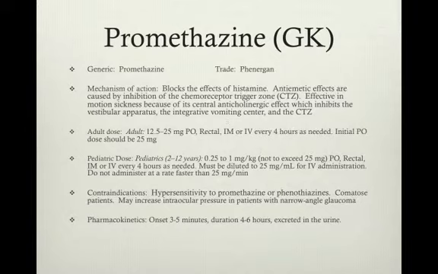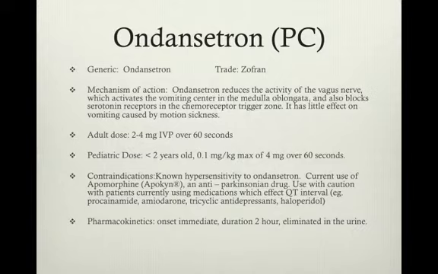And Ondansetron. Now, this is a primary care medication, and it works pretty well. Generic on this is going to be Ondansetron, and the trade name is going to be Zofran. Ondansetron reduces the activity of the vagus nerve, which activates the vomiting centers in the medulla oblongata. It also blocks serotonin receptors in the chemoreceptor trigger zone. Has little or no effect on vomiting caused by motion sickness, though.